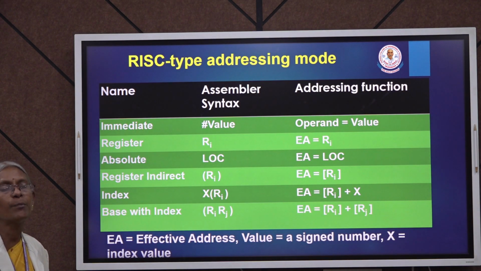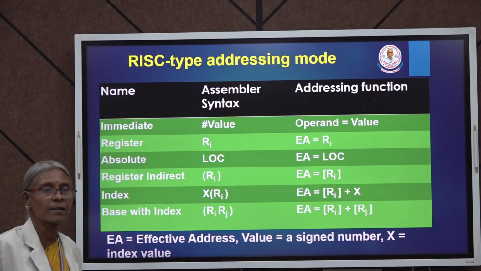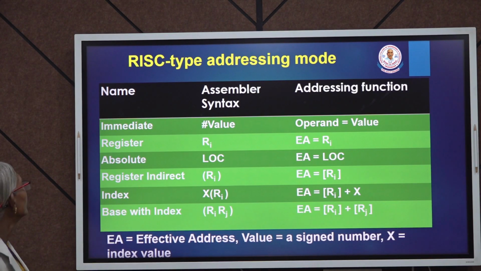In RISC type architecture, we have the following addressing modes. Immediate, where the assembler syntax is hash with a value, so the operand will be equal to the value. The next addressing mode is register, where I use any register, that is Ri, so the effective address is equal to Ri. Then the next one, absolute, where LOC is the assembler syntax, and the effective address will be equal to LOC.